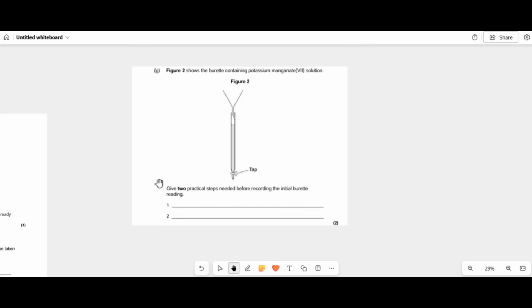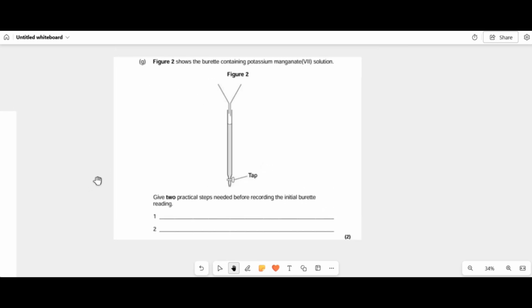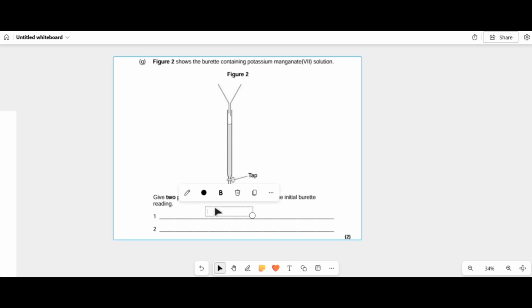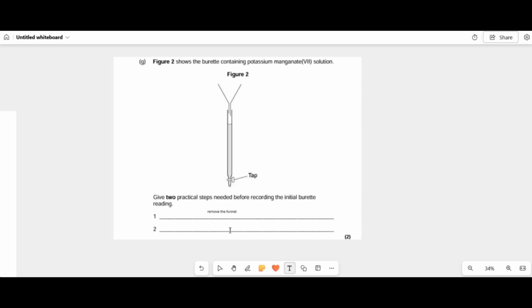Give two practical steps needed before recording the initial burette reading. You need to remove the funnel, since it could have excess liquid inside that can drip into the burette and affect the reading. And you also need to ensure there are no air gaps below the tap, so it's just solid liquid like that. These are the two.